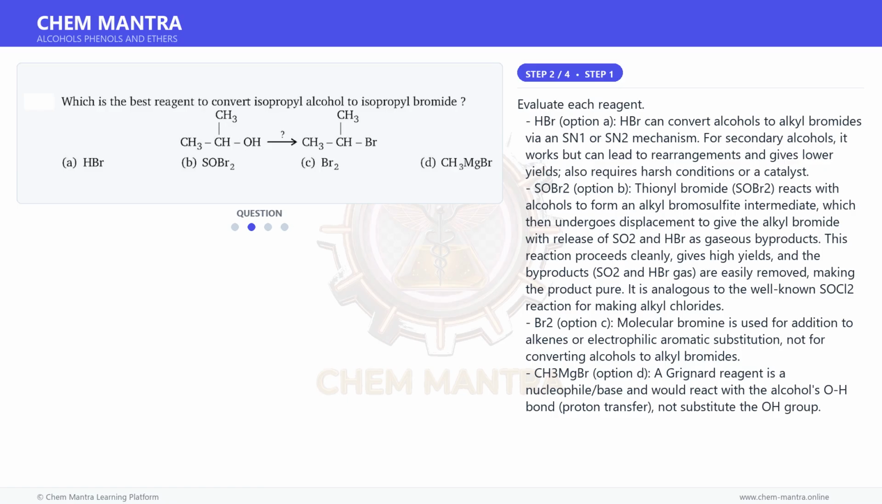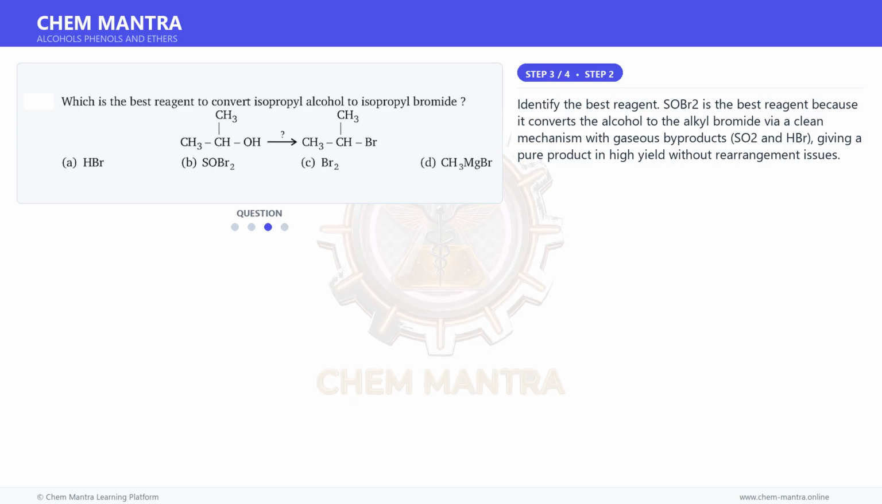Br2, option C. Molecular bromine is used for addition to alkenes or electrophilic aromatic substitution, not for converting alcohols to alkyl bromides. CH3MgBr, option D. A Grignard reagent is a nucleophilic base and would react with the alcohol's OH bond by proton transfer, not substitute the OH group. Moving on to the next step.